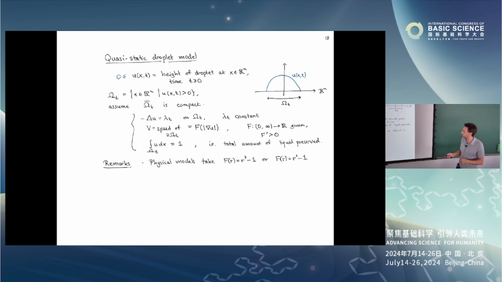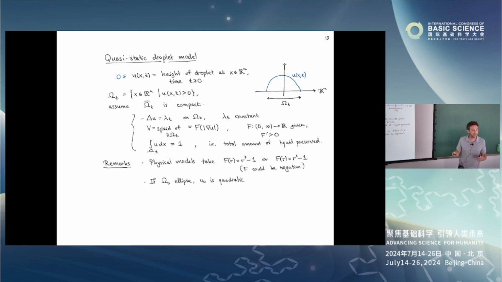So let me make a couple of remarks. The physical models here, which I'm just reading and can't tell you anything more about, take f of r to be r cubed minus 1 or r squared minus 1. And in particular, notice that these could be negative. So we are allowing f to be negative. It's very hard to come up with explicit solutions to this equation. I don't know of any non-trivial explicit solution.